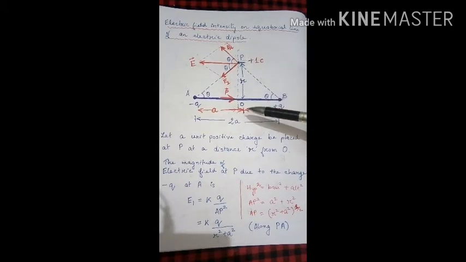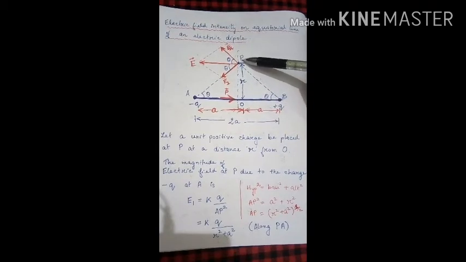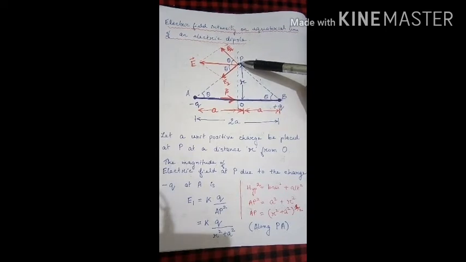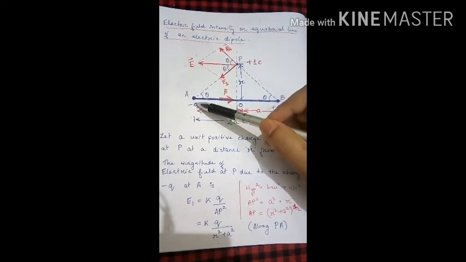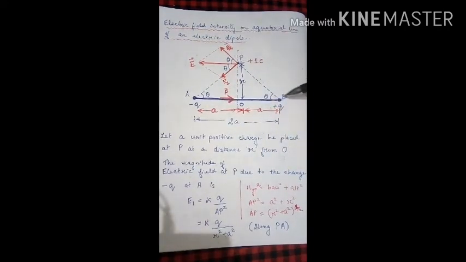Here we have considered a point P which is at a distance r from the midpoint O of the dipole. We have to calculate the electric field intensity at this point. The electric field intensity can be calculated in two parts. First, at this point we get an electric field intensity due to the minus q charge at point A, and similarly we get another electric field intensity due to the plus q charge.